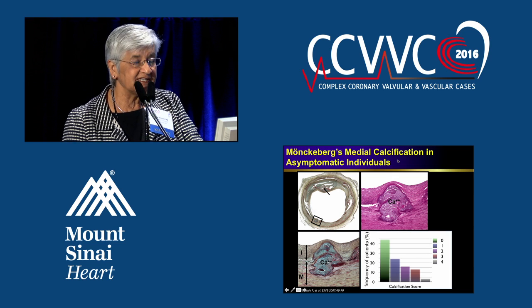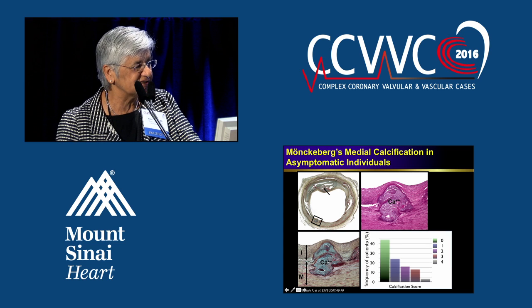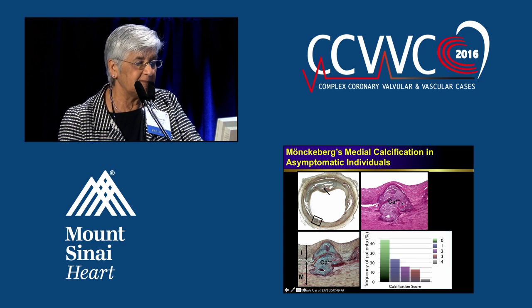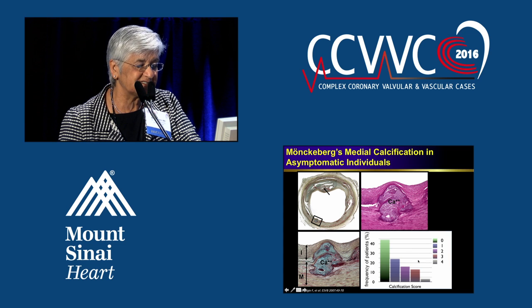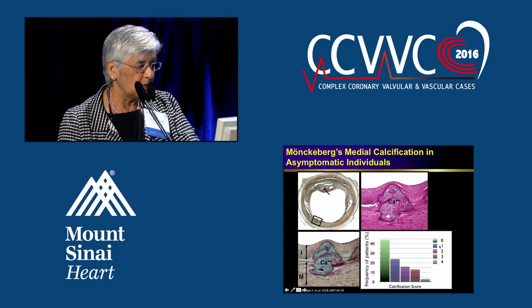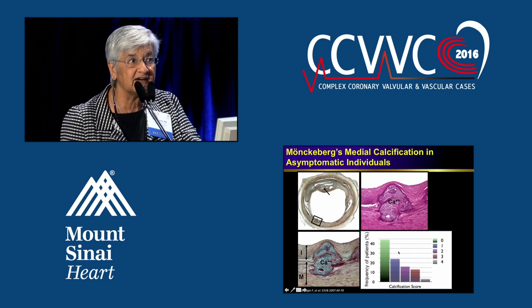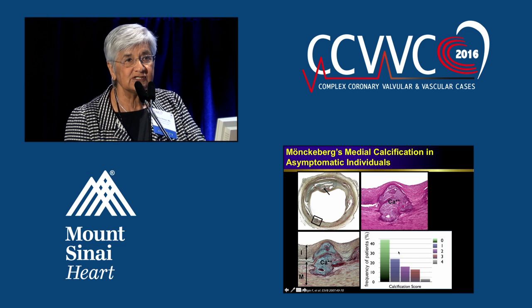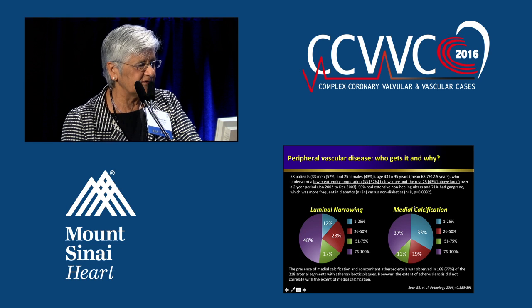Monckeberg's calcification in asymptomatic individuals in the femoral popliteal region: we looked at these arteries and asked how many of them have it. These are asymptomatic individuals. You can see a good 50% of them have anywhere from 1 quadrant to all 4 quadrants of calcification. So there is quite extensive presence of medial calcification in the peripheral arteries.